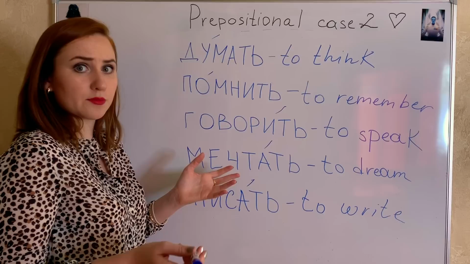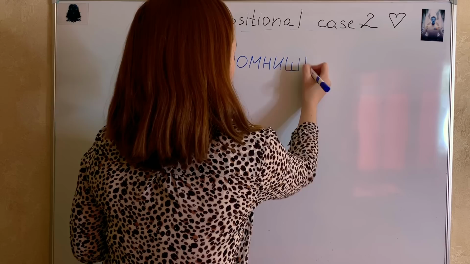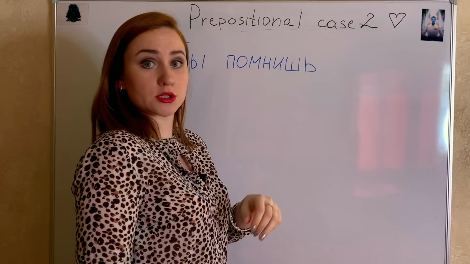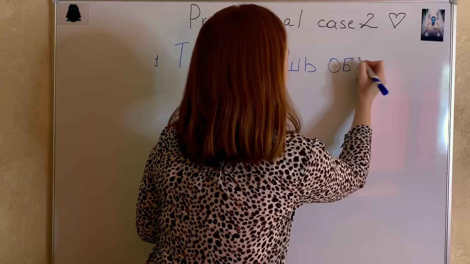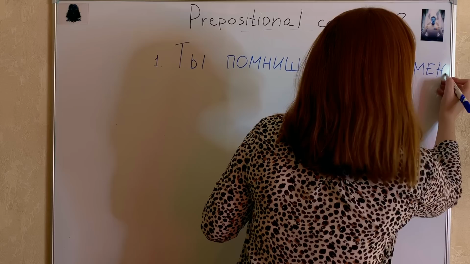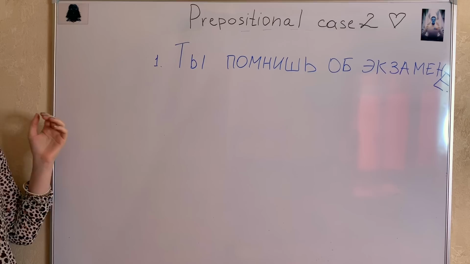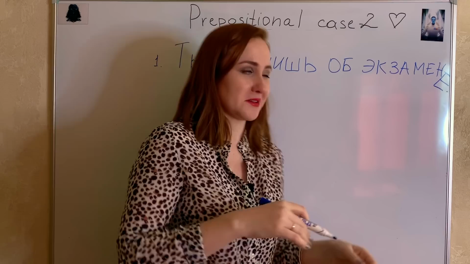Number one, another dialogue. Ты помнишь? About what? Ты помнишь? Don't forget about the soft sign. Ты помнишь об экзамене? About the exam. Об экзамене. Here is е in the end. I'm sorry. I'm always afraid because in the previous video, I was talking from somewhere over here. So this time I'm trying to get really close to the microphone, and yeah, that's the result of it.